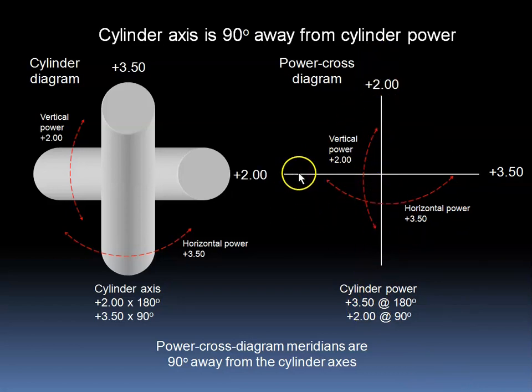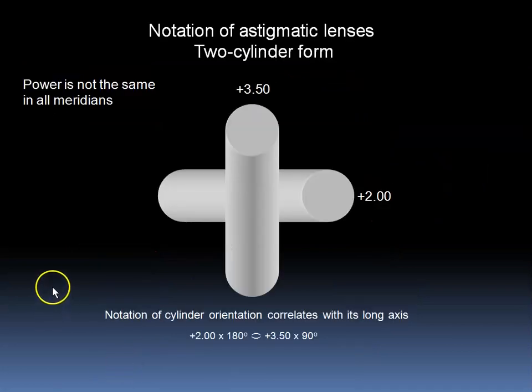We draw power cross diagrams to indicate this. The vertical meridian has +2 power, and the horizontal meridian has +3.5 power. Regardless of the axis of the power, we write cylinders describing the long axis of the cylinder, which is at right angles to the maximum power. So in this case, we would write +2 at 180 degrees and +3.5 at 90 degrees. This notation is called the two-cylinder notation form.